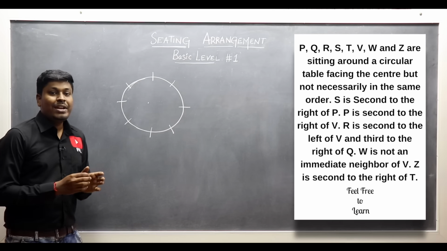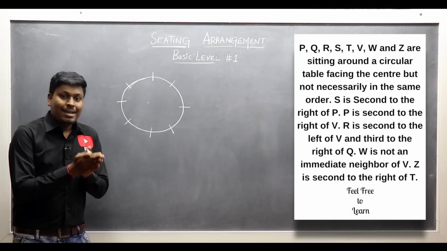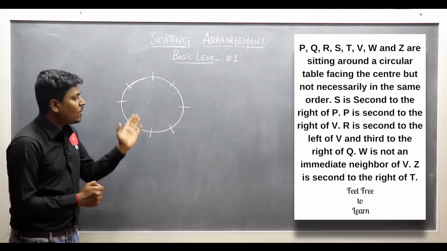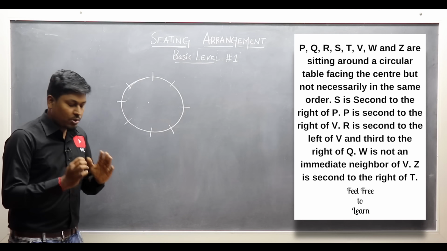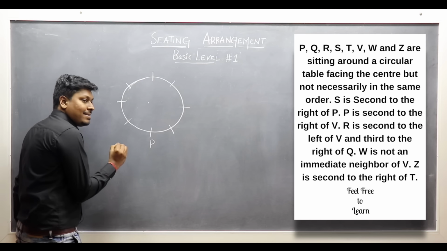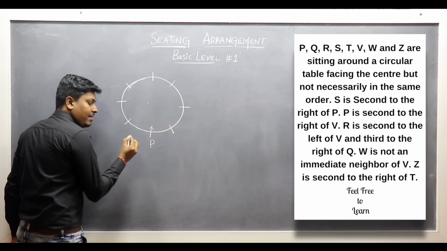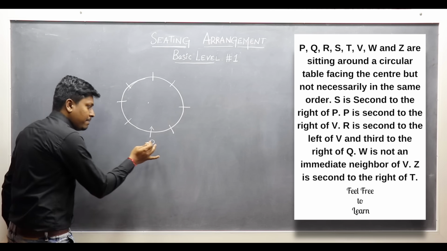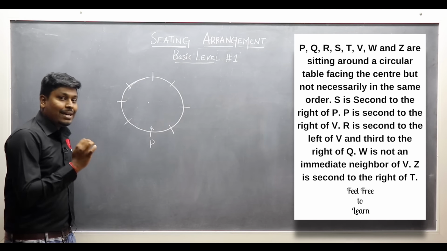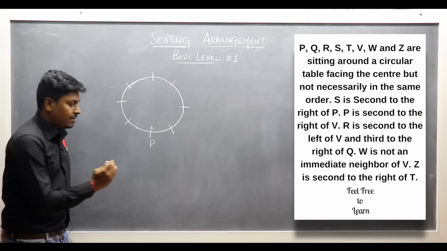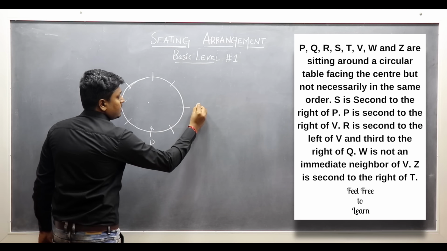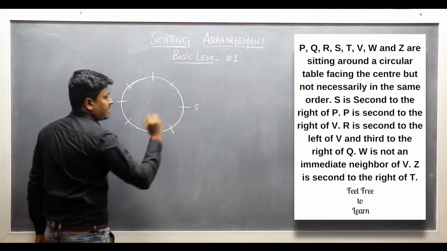S is third to right of P. So P's right hand side, at the third place, is where S is sitting. We know that all the persons are facing the center, so I can fix P here. If P is facing the center, then P's left hand side will be this side and P's right hand side will be this side. So first place, second place, and third place is where S is sitting.